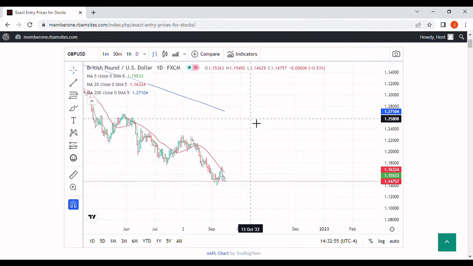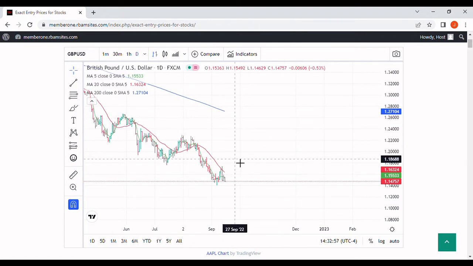I'm not projecting a challenge to the 200-day moving average right this second, but we definitely are getting oversold in my opinion, and we need to move it up a little bit to the 1.18, 1.19 possibly area by the end of September. That's what I'm seeing right now.